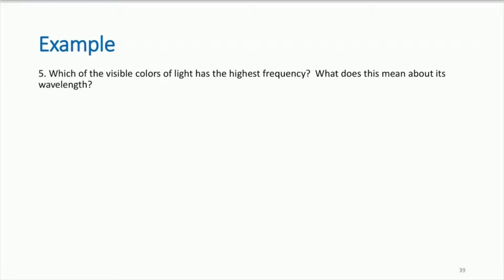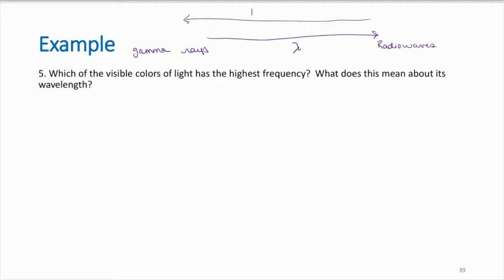Which of the visible colors of light has the highest frequency? And what does this mean about its wavelength? Remember, I want you to be careful with this. What do we mean by energy, frequency, and wavelength? The electromagnetic spectrum, we usually write it with our radio waves all the way to our gamma rays. Increasing this way is our wavelength, but increasing this way is our energy and our frequency.